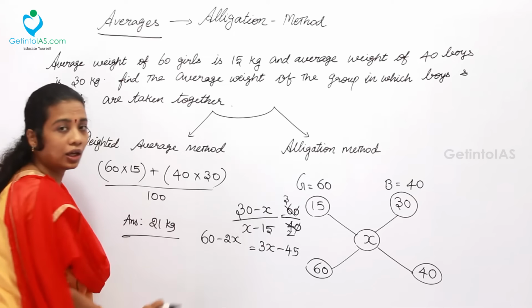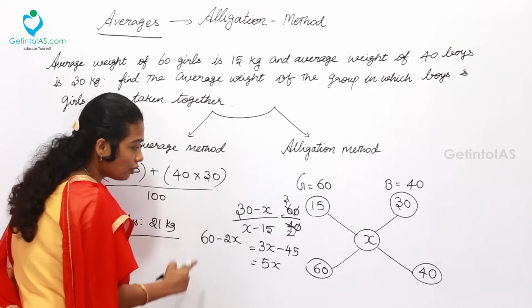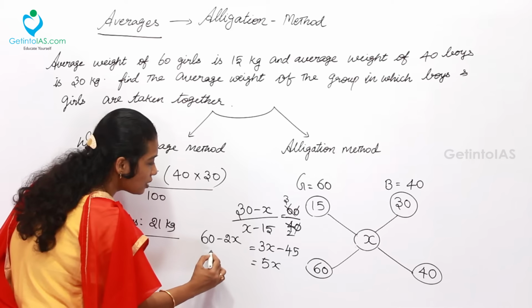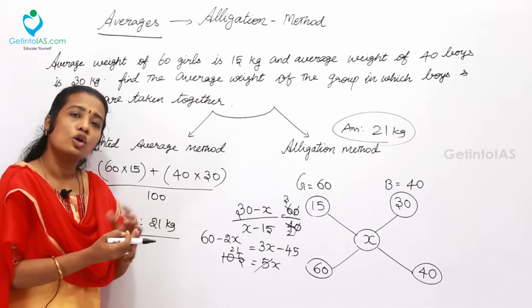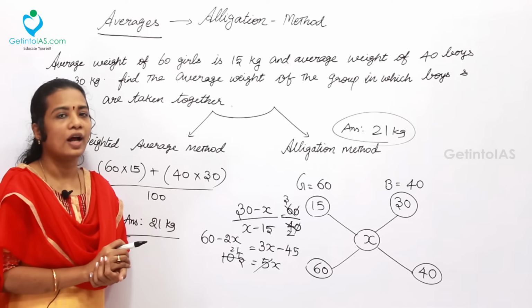Now you can equate it to get the x. So here minus 2x will go that side, with 3x it was added, 5x the final result. Minus 45 will come this side, 60 plus 45, 105. Now what is the net value of x? x is equal to 21. So answer for this question is average 21 kg. That's all. So under both of the methods we got the same answer, but alligation method will be helpful only in case of complex values or complex problems on averages.